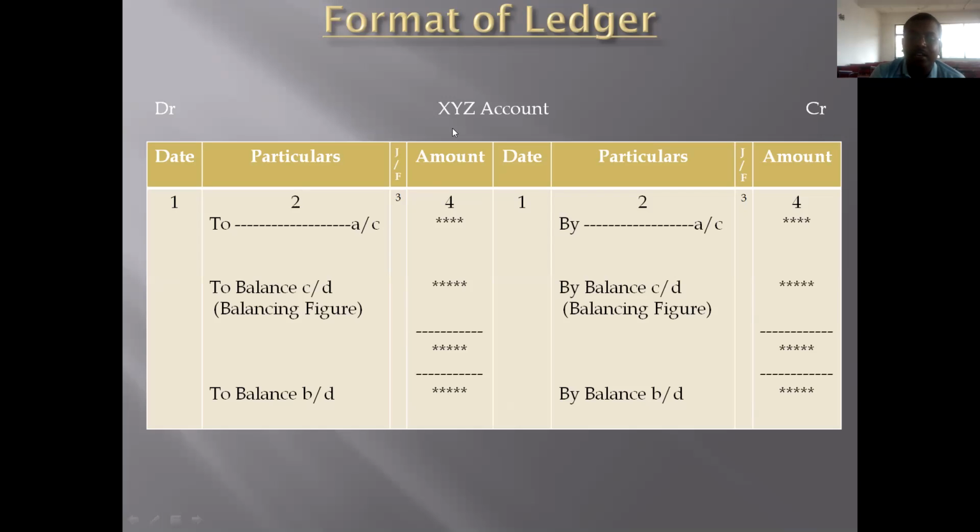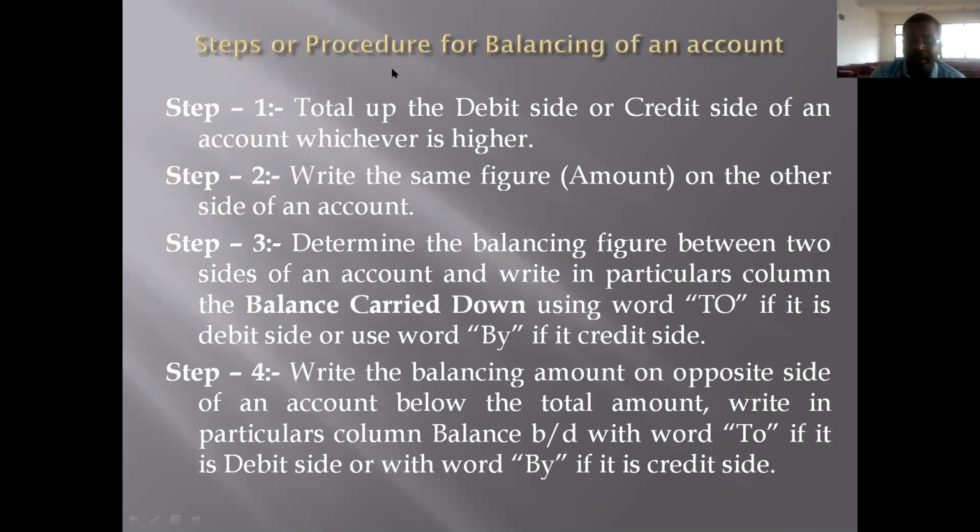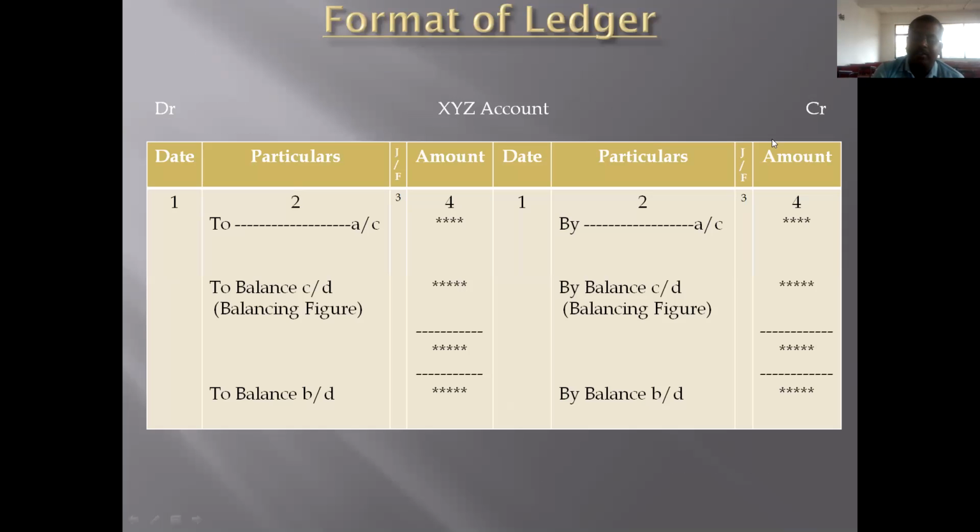So it is a ledger account. Here I gave an example of XYZ account, which is divided into two sides, like debit side and credit side. First of all, ledger is divided into two sides, such as debit side and credit side. On each side you are going to find four columns. How many columns? You are going to find four columns on each side. Which are those four columns?